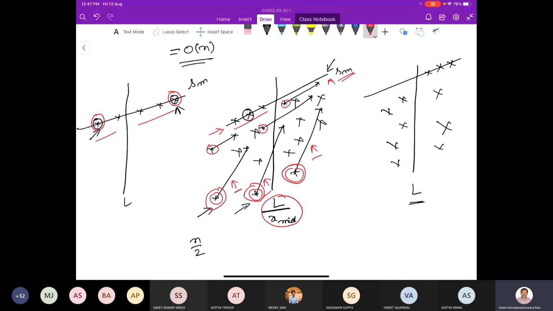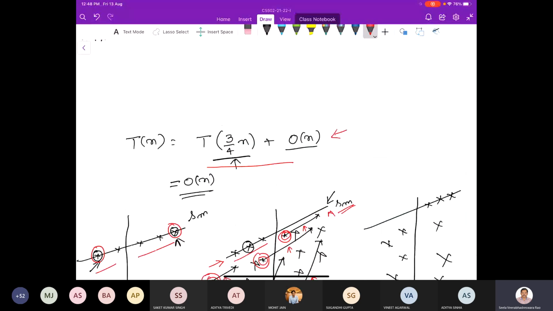Now you take the pairs whose slope is equal to Sm. In this case also, the leftmost point can't define the upper tangent. We remove them. So how many points do we remove? At least n by 4. So once you remove the n by 4 points from the input set, whatever is left over is 3n by 4.